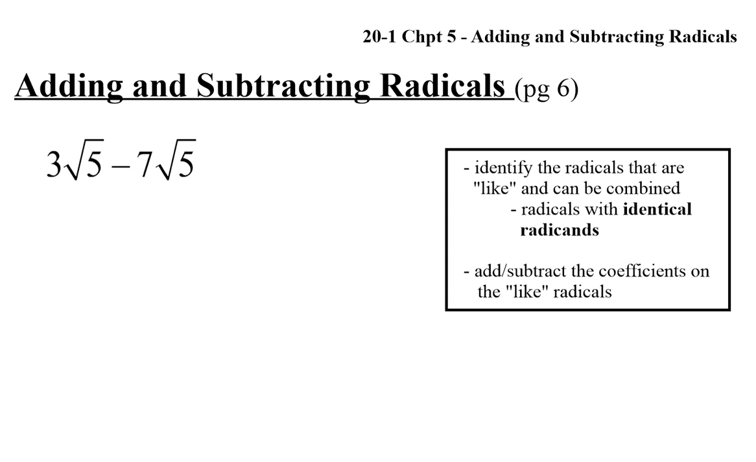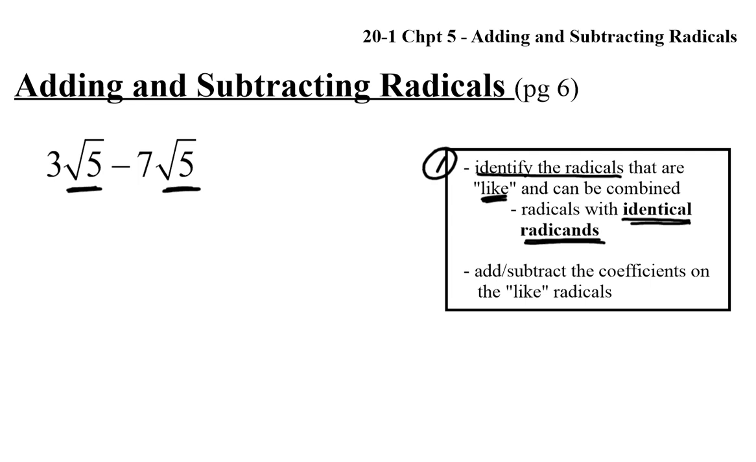So page 6, 3 root 5, subtract 7 root 5. The first thing we want to do when we have a question that asks us to add or subtract is identify the radicals that are like, with identical radicands. So we can see in this case, root 5 and root 5, we have 3 root 5s and we have negative 7 root 5s.